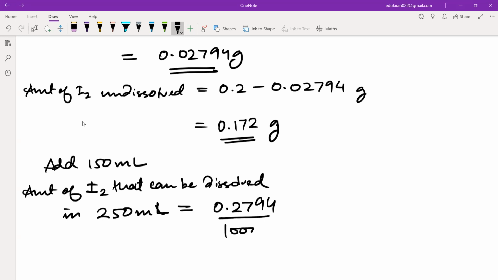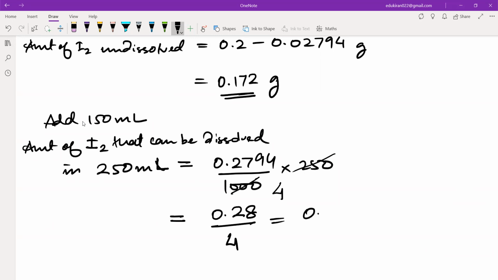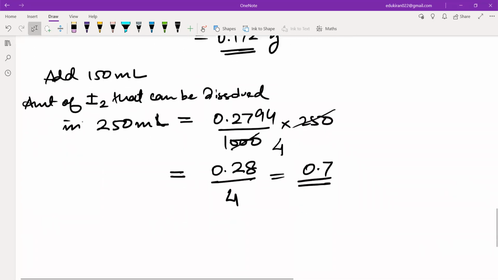0.2794 divided by 1000 into 250, right? What will this be equal to? We can cancel this by 4, yes or no? And I can write this as 0.28 divided by 4. So this will be equal to 0.07. Guys, tell me.